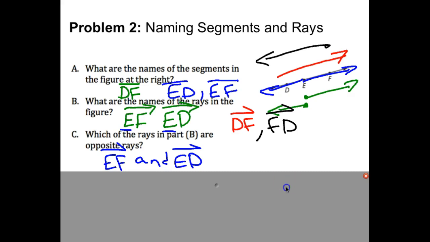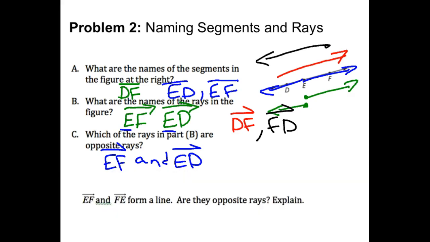I have another question for you. It says, EF and FE form a line. Are they opposite rays? Explain. I'd like you to pause the video now and see what you think. Explore it, maybe trace them in the drawing, and then decide, pick a side, yes or no, and see if you can come up with a reason why.